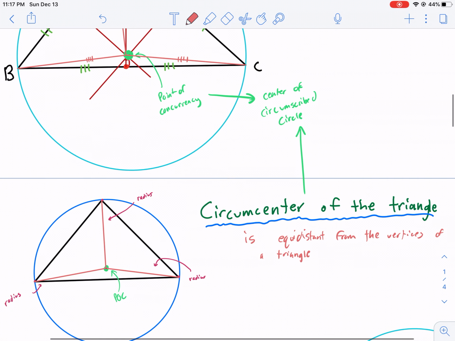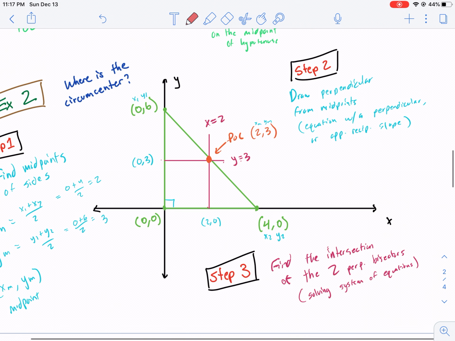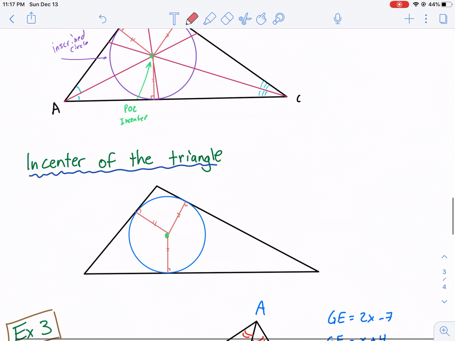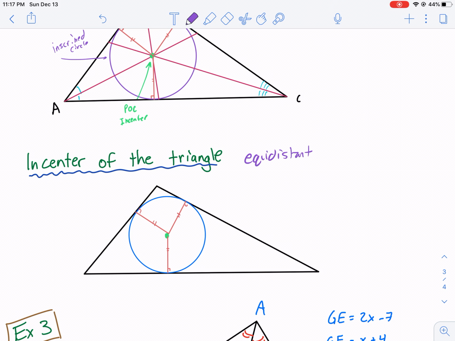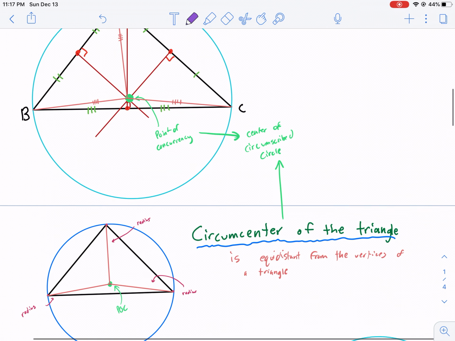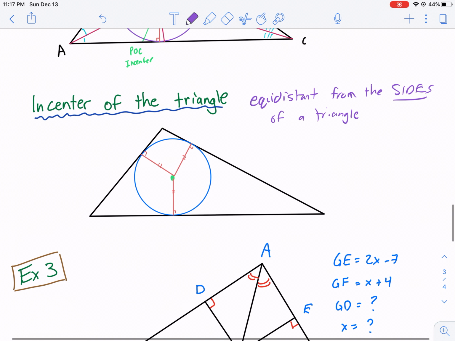in perpendicular bisectors, it represented that it was equidistant from the vertices of a triangle, okay, the point of the circumcenter. Well, the incenter is equidistant from what? It is equidistant from the sides of a triangle. Okay, so the circumcenter was the vertices. Up here, this was the vertices. This one is the sides of a triangle that it is equidistant from.